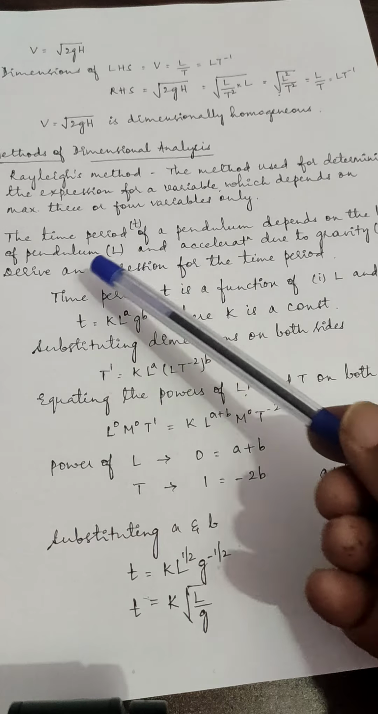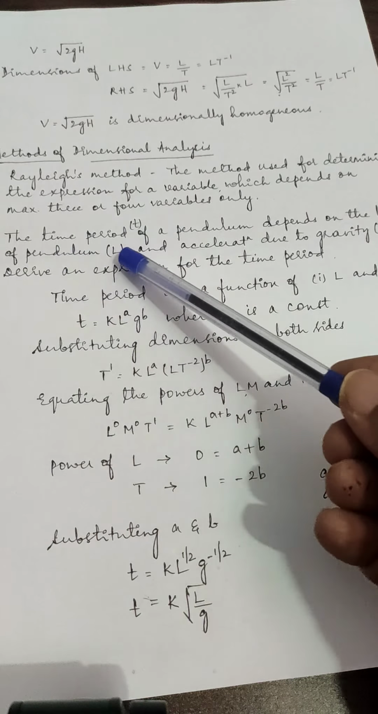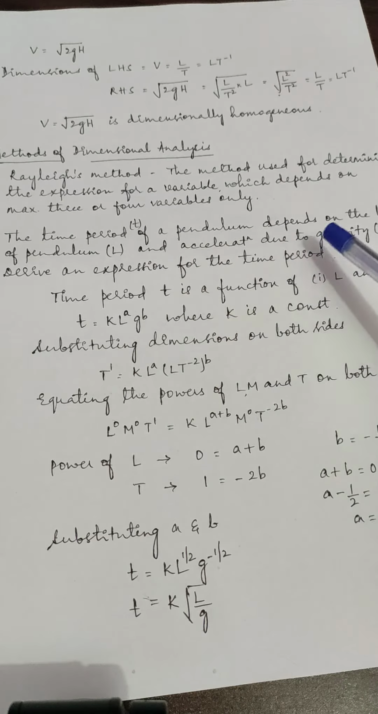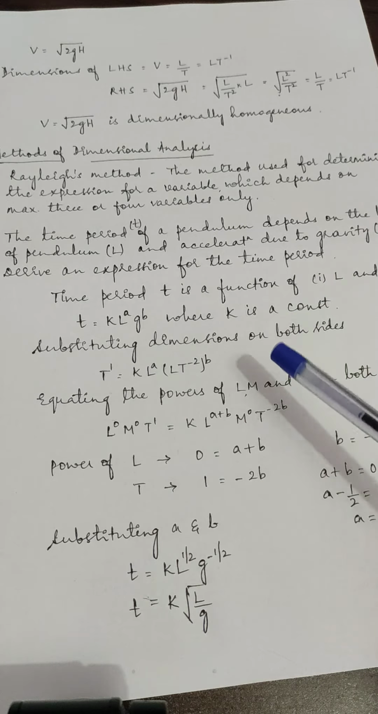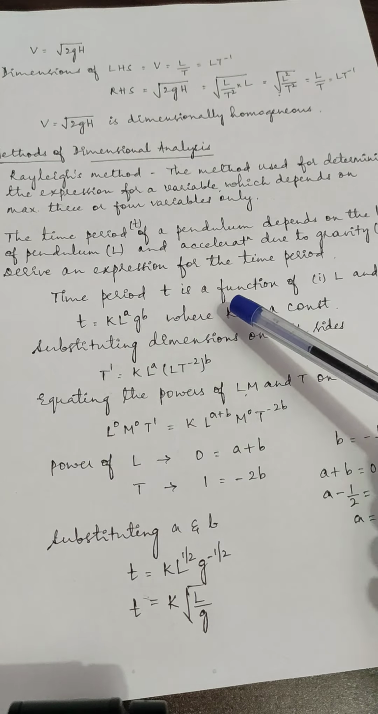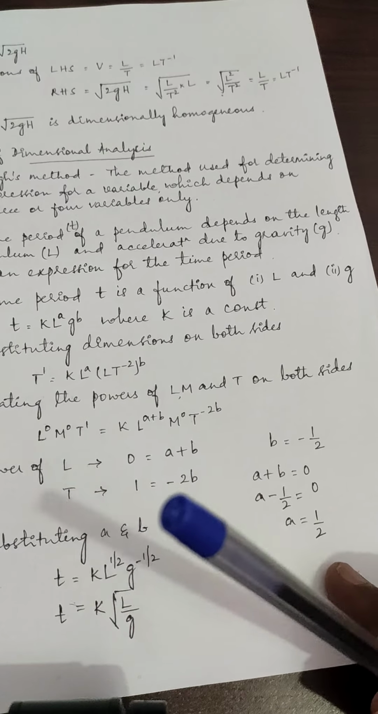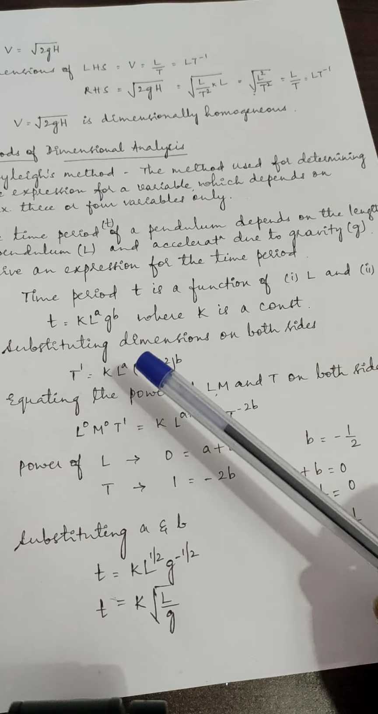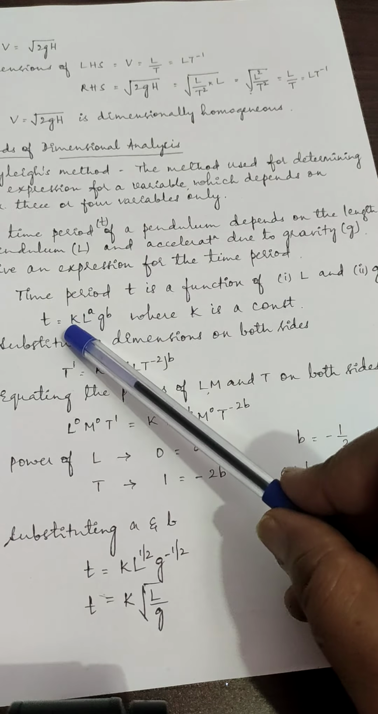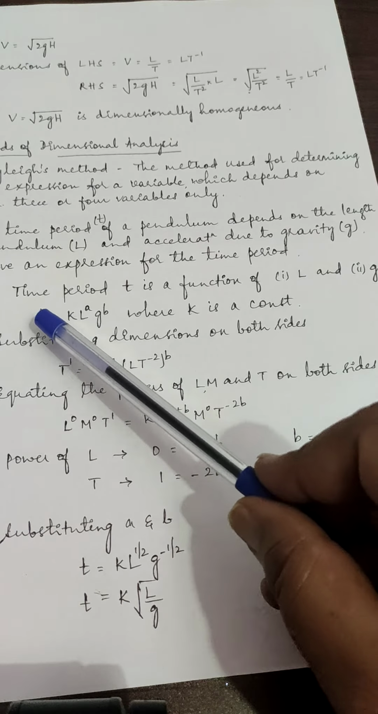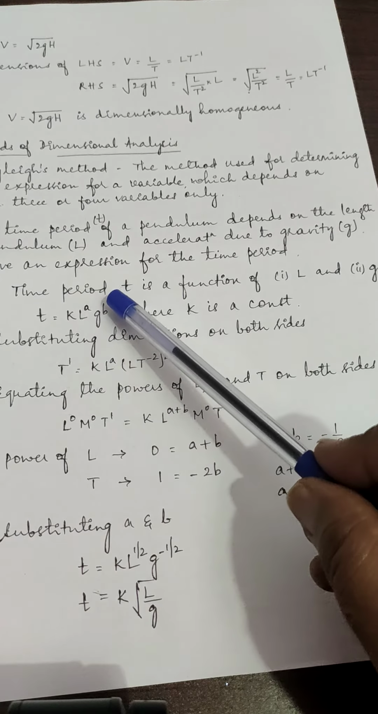The problem states: the time period t of a pendulum depends on the length of the pendulum, that is capital L, and acceleration due to gravity, that is g. Derive an expression for the time period. So the time period is a function of length L and acceleration due to gravity g. Now t is proportional to L and g, and we take k as the proportionality constant. So t is equal to k into L to the power of a, g to the power of b.